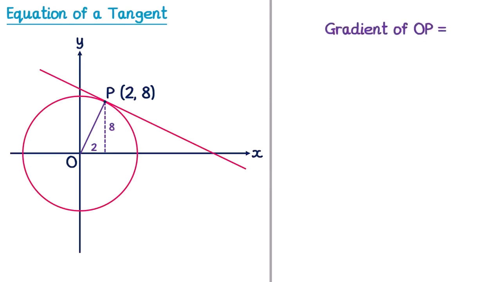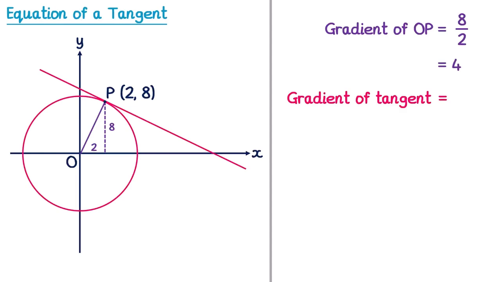We can then write down the gradient of the line OP. So the gradient of OP is the change in y, 8, divided by the change in x, 2. And 8 divided by 2 is 4. So we know the gradient of the line from O to P is 4. We're then going to use this to find the gradient of the tangent.